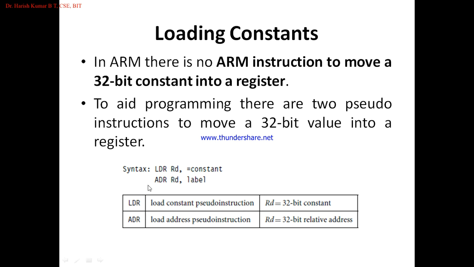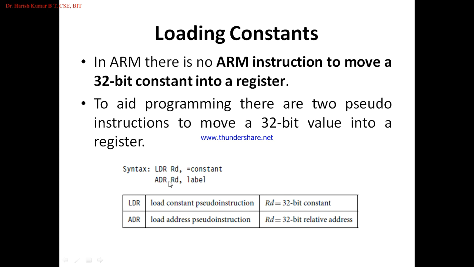Now, in order to support loading a 32-bit value into the register, we use LDR. Whenever the number you want to move to the destination register is in the range 0 to 255, we do that directly using the move instruction. If it is greater than 255, then we avoid the move instruction and use LDR. LDR stands for load constant pseudo instruction, which you already know. This is how we wrote it.